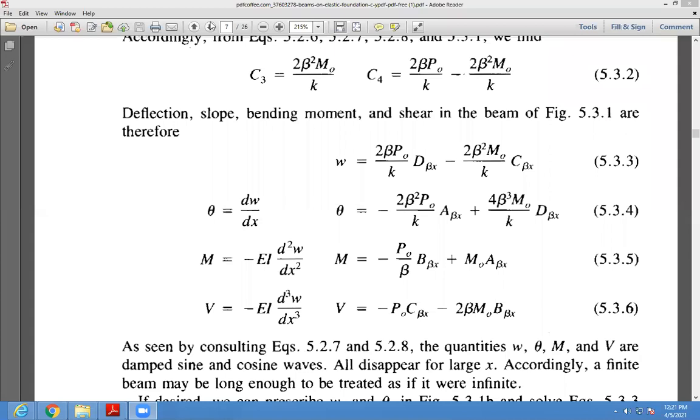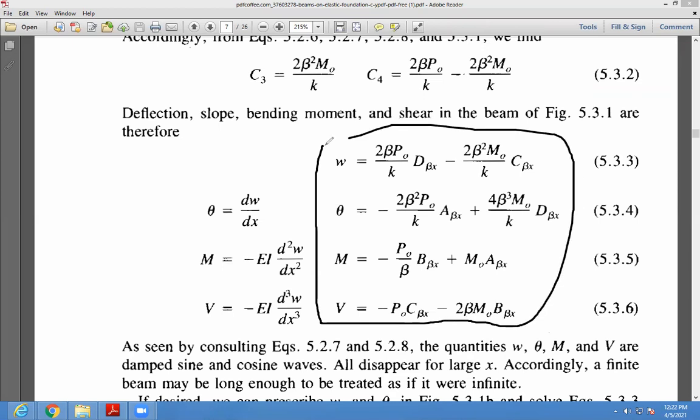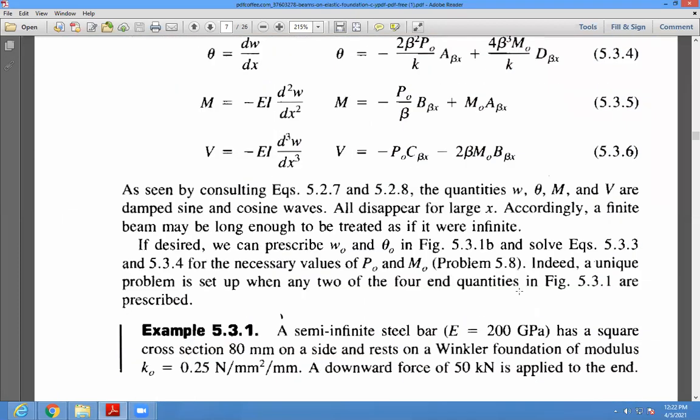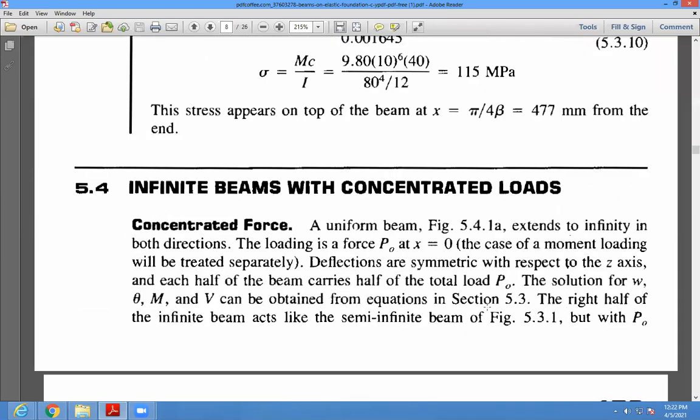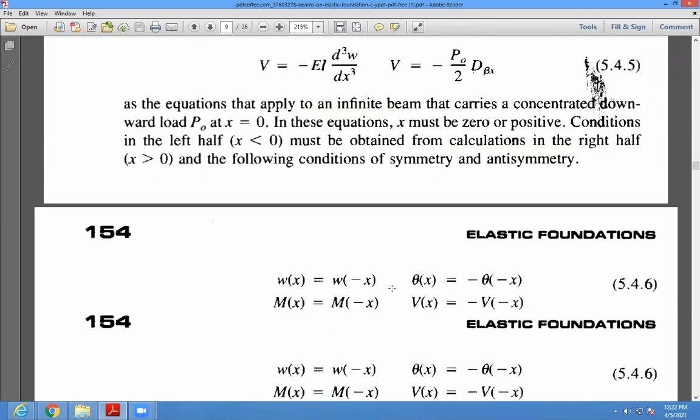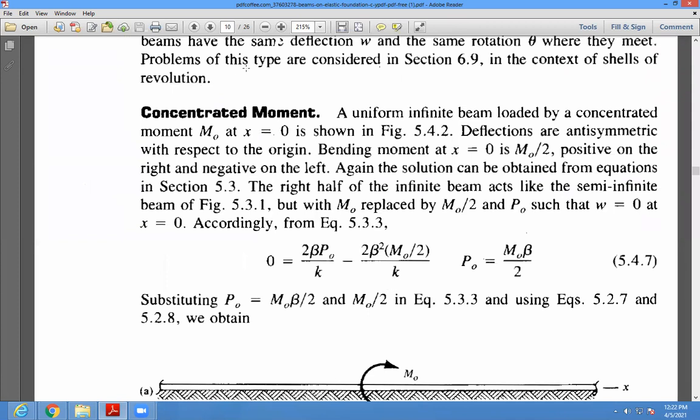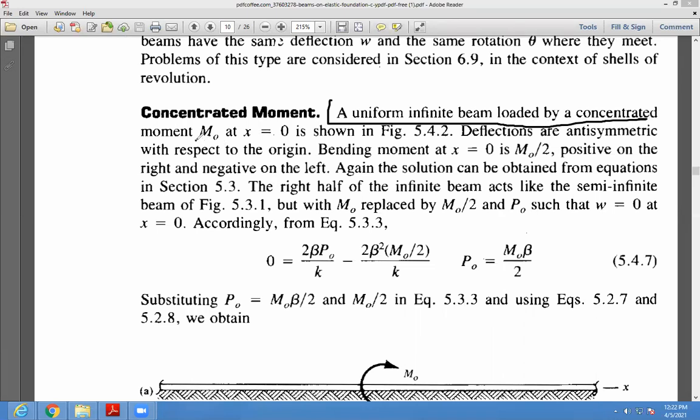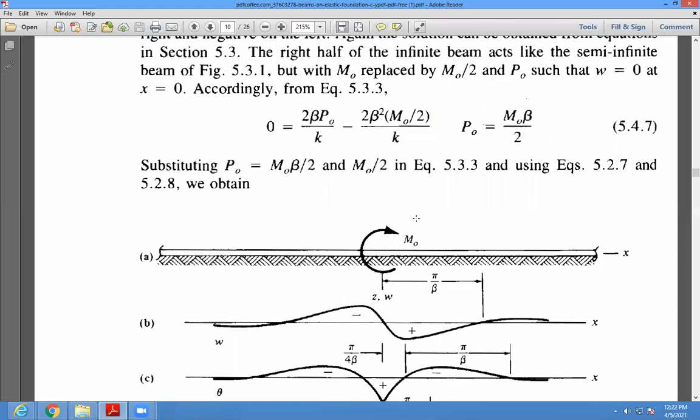Yes. Right. Now we are discussing the infinite beam with concentrated moment. So again, whatever the equations of the semi-infinite beam, we have to consider for the next case, that is the concentrated moment. Now the infinite beam is loaded by a concentrated moment M naught at x equal to 0. You can see here.